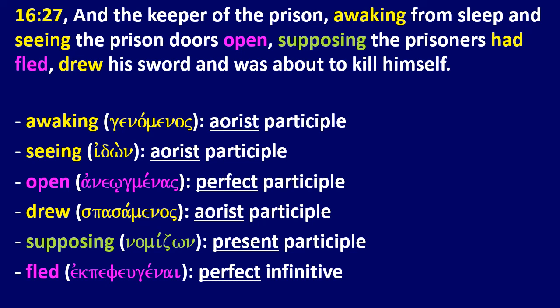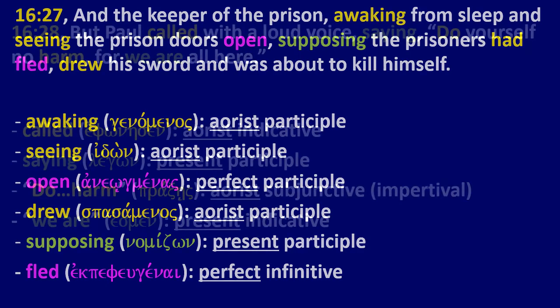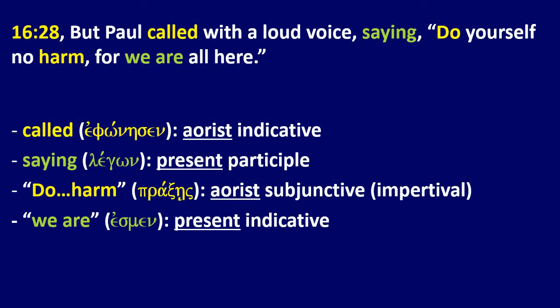But again, you've got three uses of the aorist there, nothing too significant to read into those. The one use of the present, and in this verse, a couple uses of the perfect. Now the perfect's going to go away for a while and reappear at the end of our account, or pericope as it's sometimes called. Verse 28, but Paul called with a loud voice, saying, do yourself no harm, for we are all here. Again, aorist and presents combined.